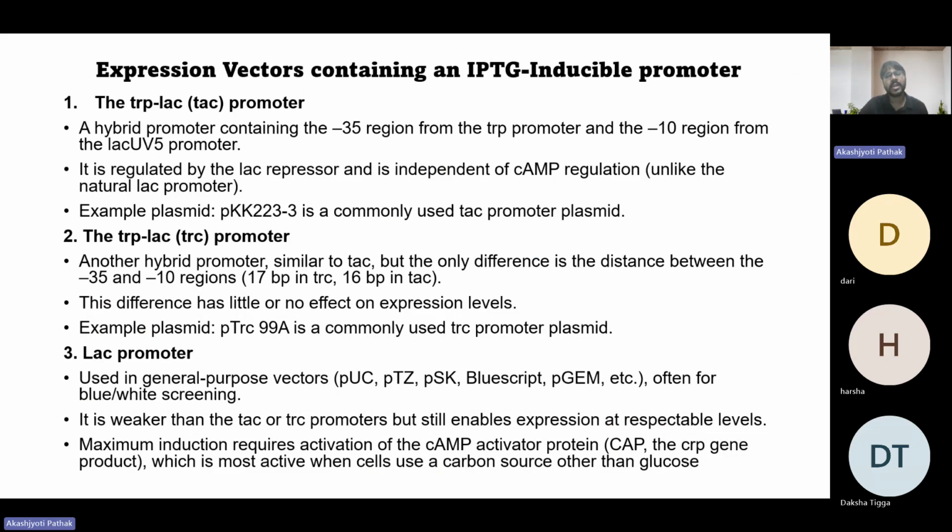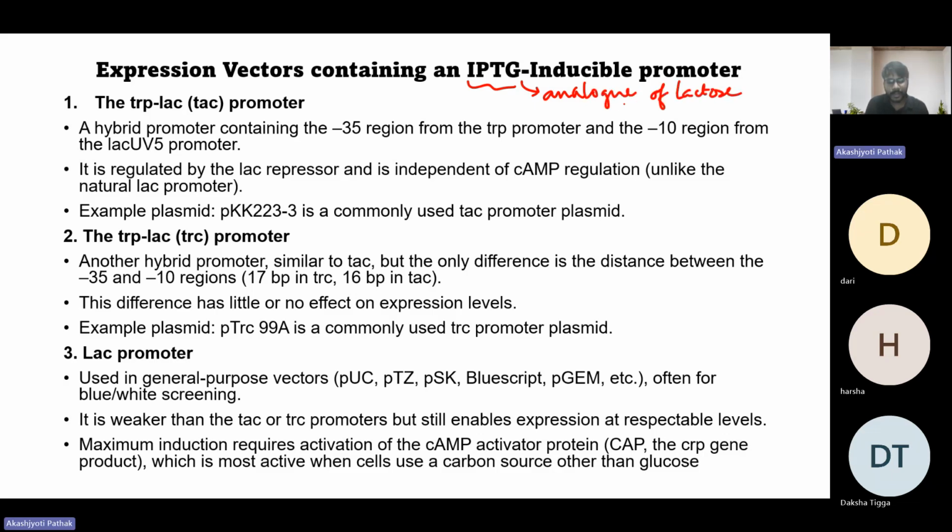Now, expression vectors containing an IPTG inducible promoter. I was explaining how you induce the bacterial cell to produce protein. There are different mechanisms by which this induction can be done. The one most commonly used in most labs is IPTG induction. So what is IPTG basically? You all must have learned about the lac operon in class 12. This IPTG is actually an analog of lactose.